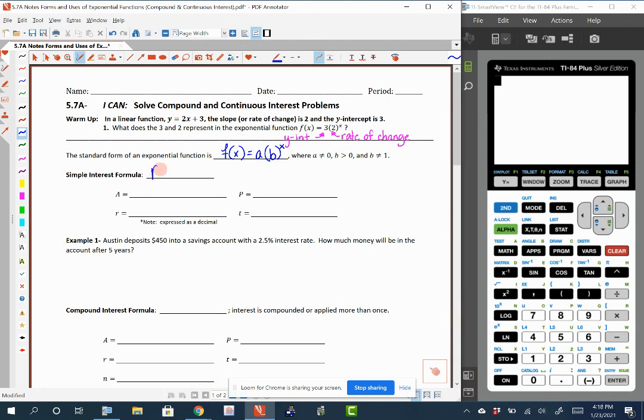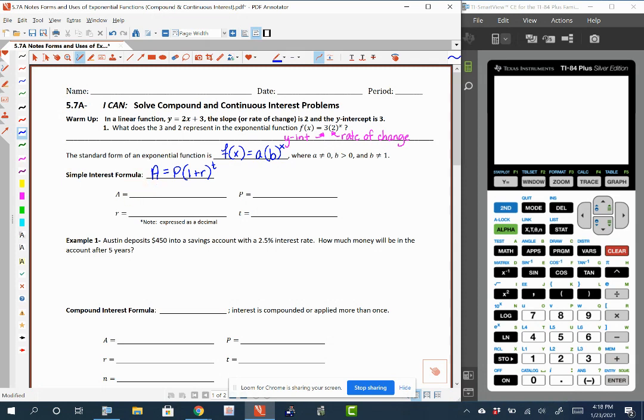So this simple interest formula states that capital A, which we'll talk about what that is in a second, is equal to capital P times the quantity 1 plus r to the t power. So this is an exponential function. It's got all the same properties as our standard form does. We've just got a few things that are added. So let's go through what each of these pieces mean.